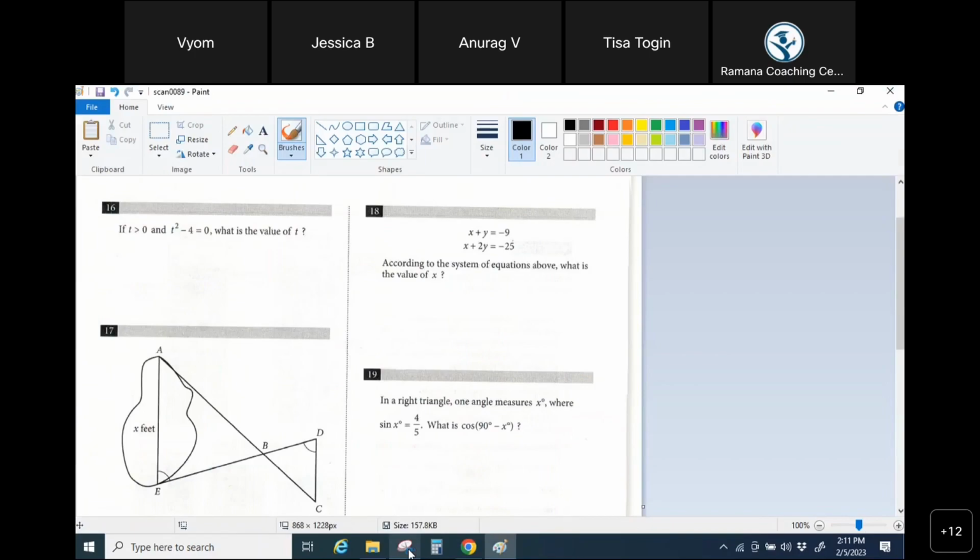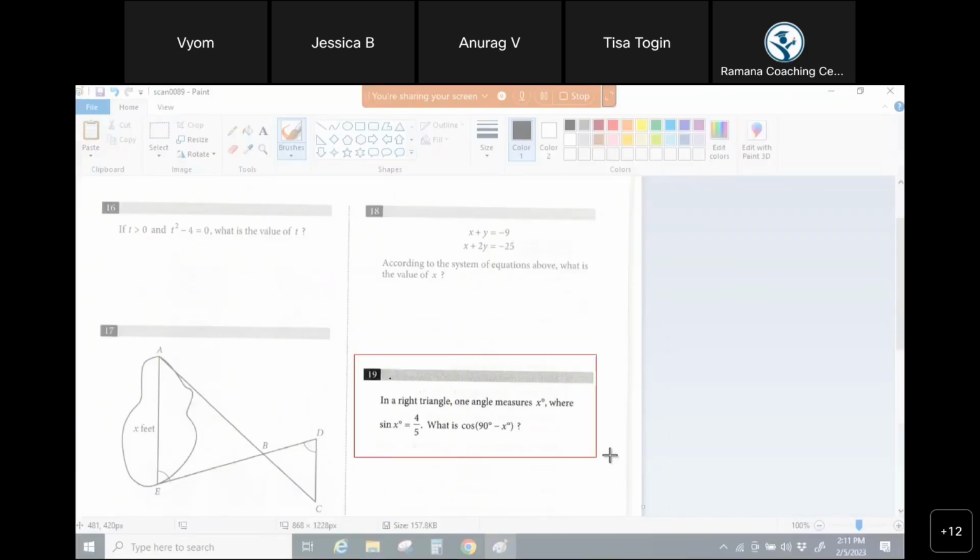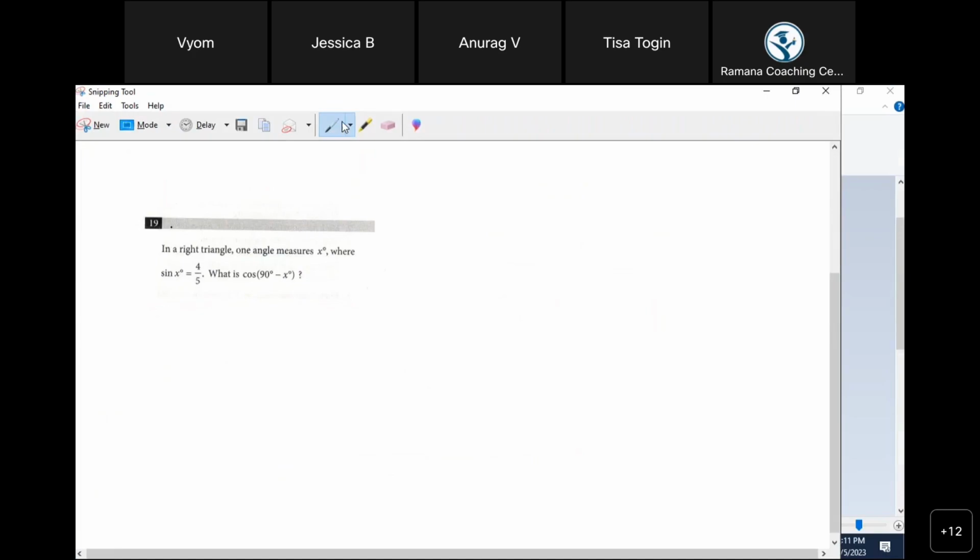This question is too easy. Let me explain the concept. Make sure you, all of you, write down and memorize it. Okay, let me explain the concept first. Let's say there is a triangle ABC.